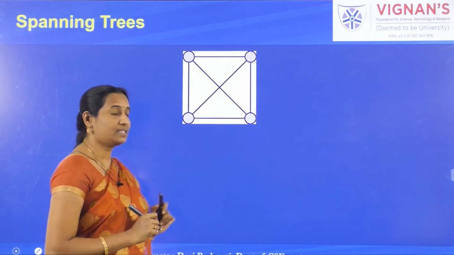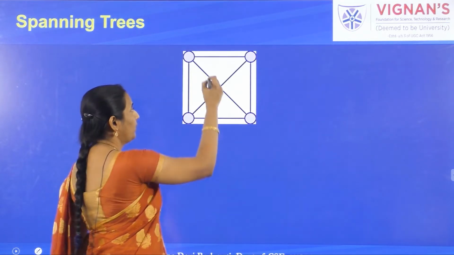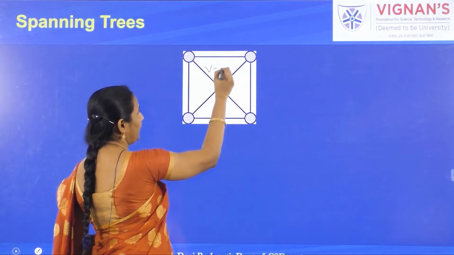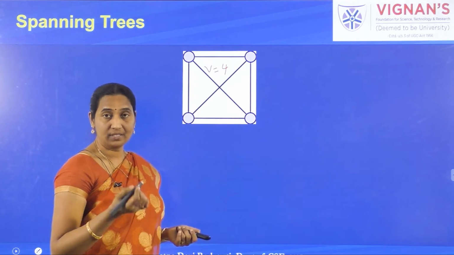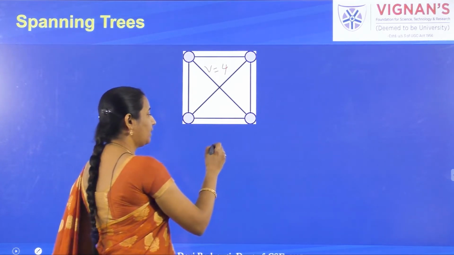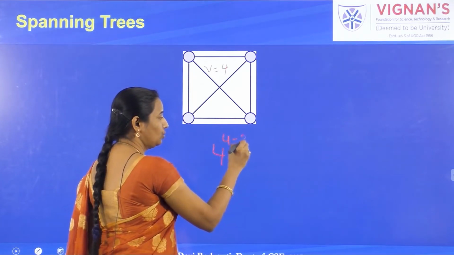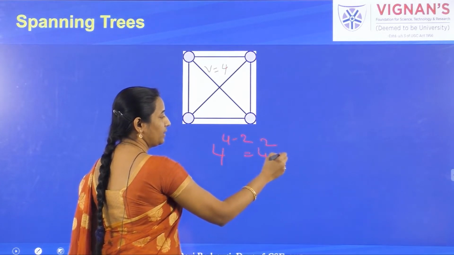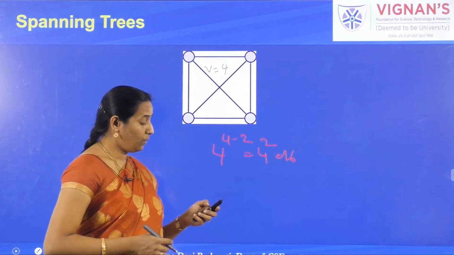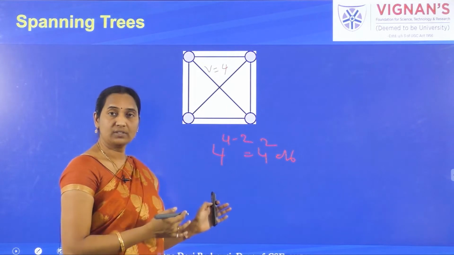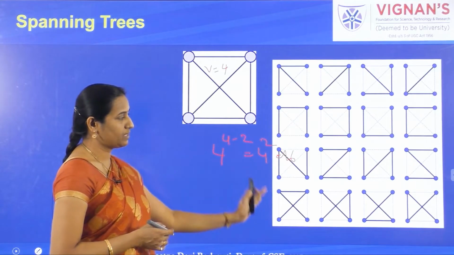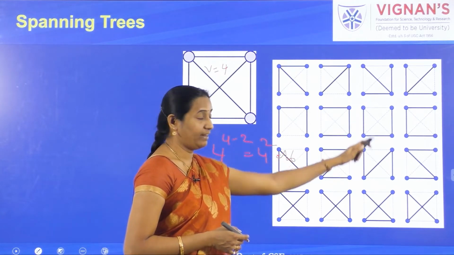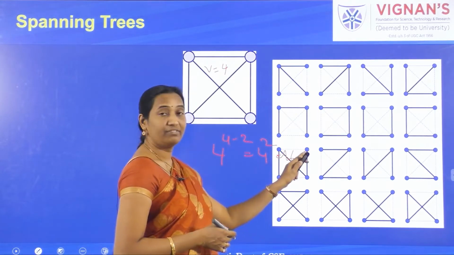And now let's consider this graph, which is a complete graph again, where the number of vertices v or n is equal to 4. How many spanning trees are possible for this? It can be computed as 4 power 4 minus 2, which is equal to 4 square, that is 16. So it is possible to design 16 different spanning trees for this complete graph with 4 nodes. You can observe here, all these graphs are the spanning trees for the given graph.